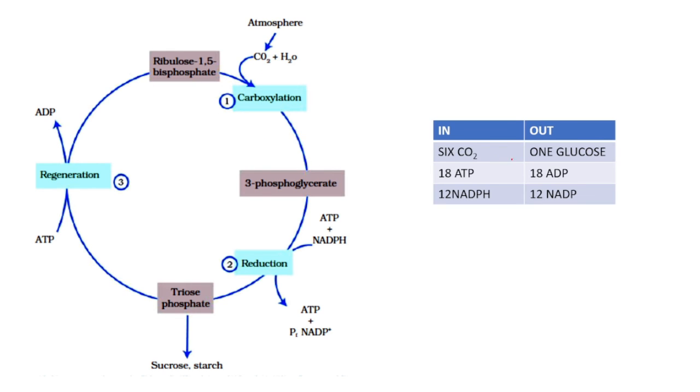Finally, we see that 6 CO2 are involved to form one glucose molecule. There are 18 ATPs used. This is 2 ATP, and this is 2 NADPH, and this is 1 ATP. So in total we have 3 ATP. Okay, 3 ATPs are used how many times? 6 times. So that's why we are using 18 ATPs.